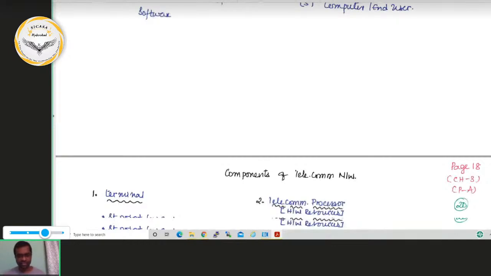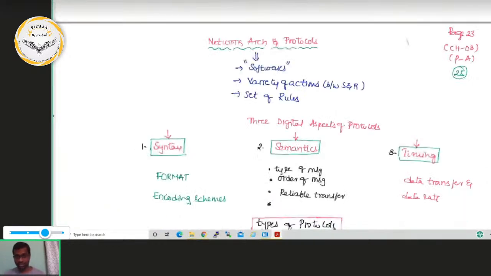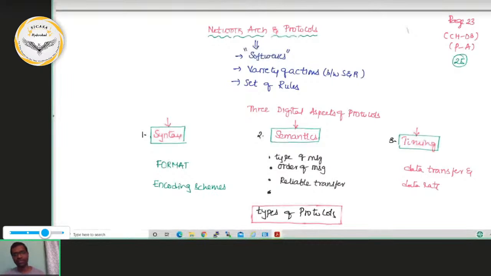We have 3 digital aspects. This particular question, please read by yourself. We have 3 digital aspects. First one is syntax, semantics, and timing. So you please cope up with these aspects of protocols. I'm leaving this, and types of protocols also I'm leaving.